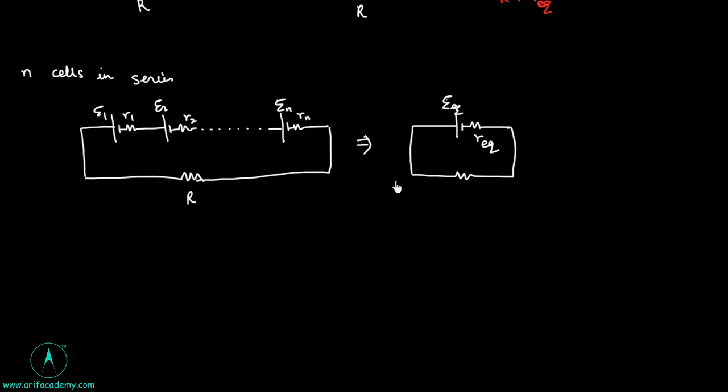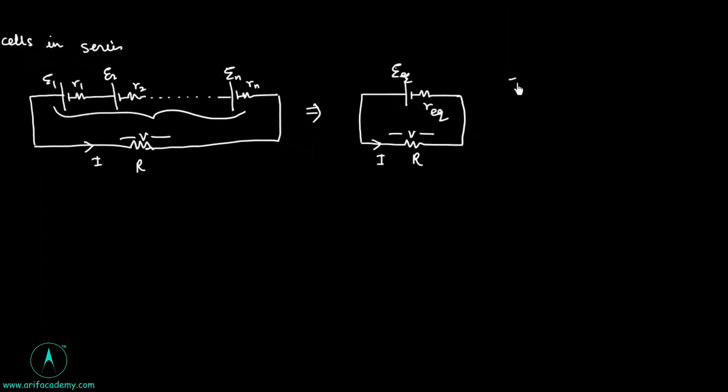And what is the meaning of equivalent cell? Actually, this group of cells, which is called a battery, provides the same current in that resistor as the equivalent cell will provide in the same external load. This way this cell will be called the equivalent cell of the grouping of cells, because it provides the same current to the external load, so the voltage across the external load will be the same as here, same current, same voltage across the external load.